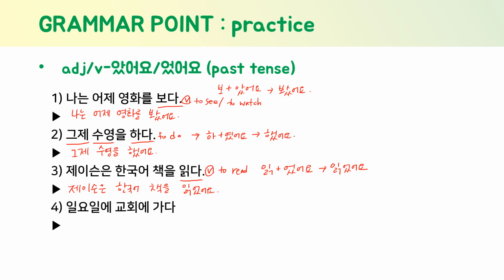Okay, number 4. 일요일에 교회에 가다. What's the verb in this sentence? 가다. That's correct. That's to go. So 가다, stem 가, plus 았어요, becomes 갔어요. So the full sentence is 일요일에 교회에 갔어요. 일요일, Sunday, church. I went to church on Sunday.